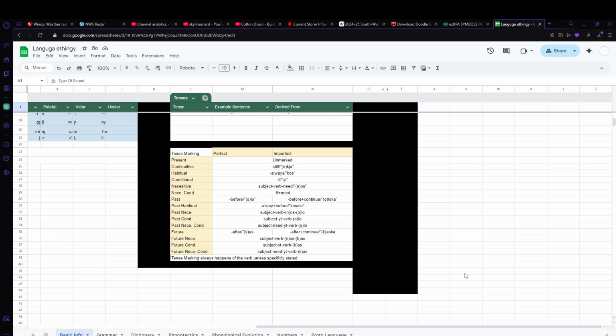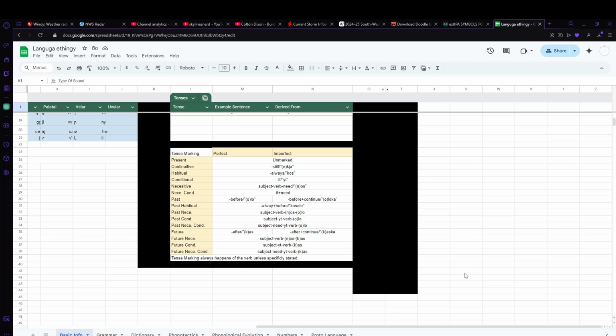Then we have habitual, which ends in kos or always. Forgot to put parentheses there. Same with conditional, which is if or eat or not eat. Then we have the necessive, which is subject, verb. Then you have to put the word need. So this is specifically stated. This is a completely different word. Nos. Actually, no. Is it a different word? I don't know. I'll clarify it soon. In necessive conditional, we just add if and need, which would be kosnos. No, not kosnos. Itnos. Then with past, we have the perfect tense, which is before or olo.